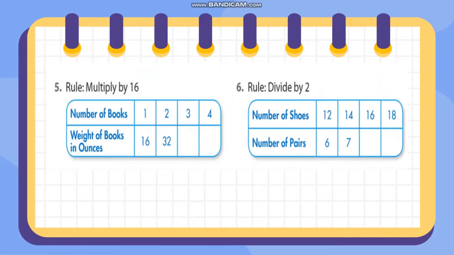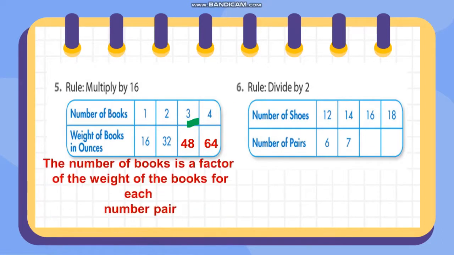Next, multiply by 16. So 1 multiplied by 16 is 16. 2 multiplied by 16 is 32. So what is 3 multiplied by 16? 3 multiplied by 16 is equivalent to 48. And 4 multiplied by 16 is 64. Okay, so the number of books is a factor of the weight of the books for each number pair.